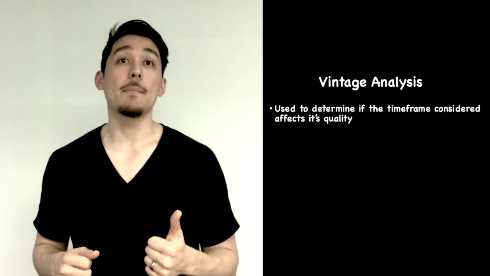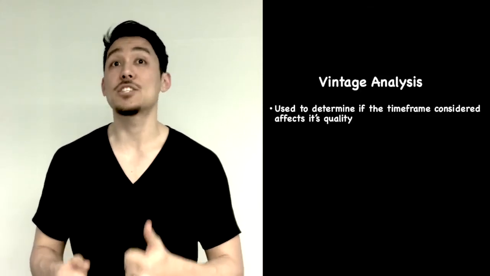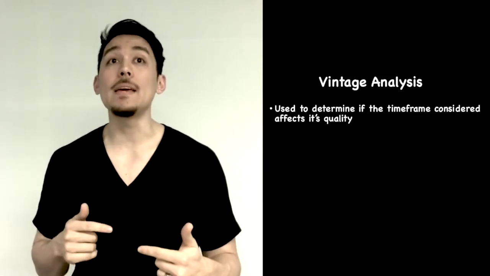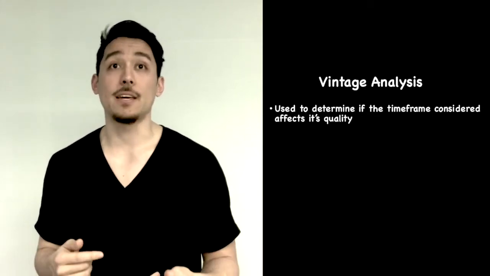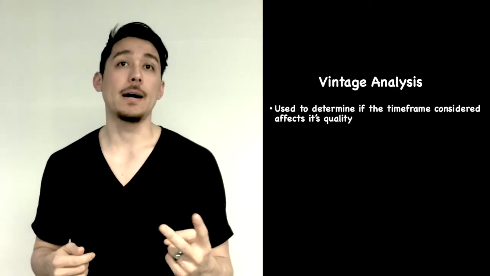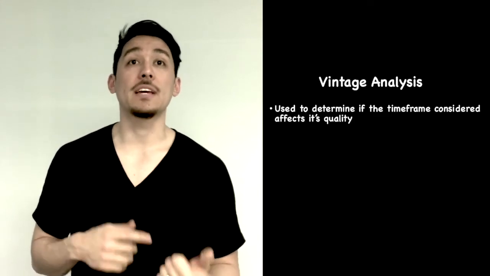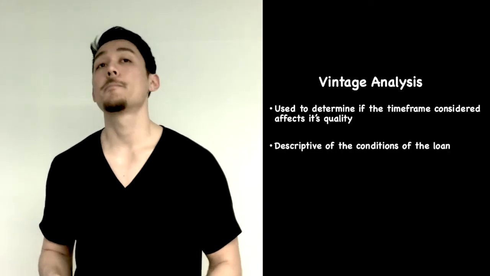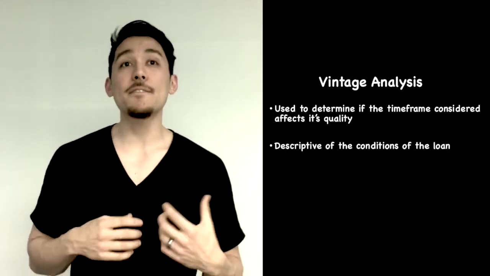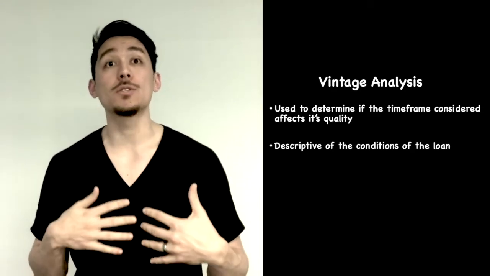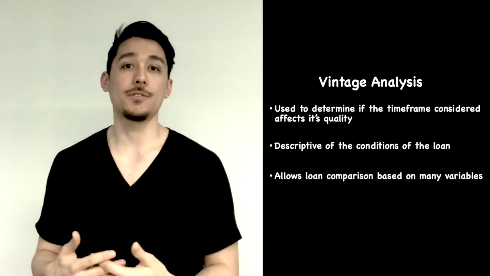Vintage analysis is used to determine if the amount of time a loan has been taken out affects its quality. Is the MOB variable significant? Second point to keep in mind: a vintage is descriptive of the conditions of a series of loans. Third point, having a vintage gives us a way of comparing loans based on many variables.